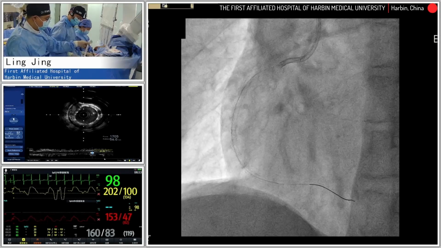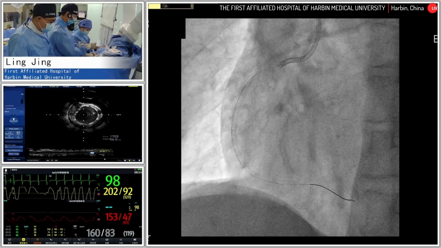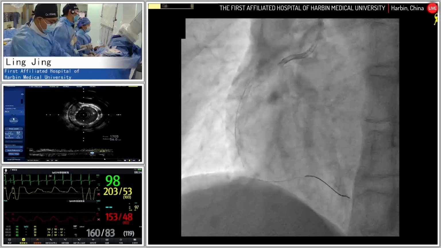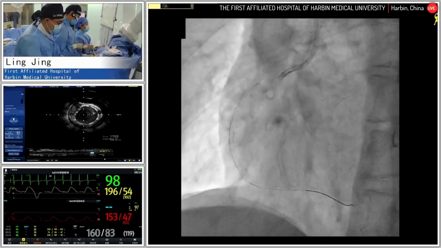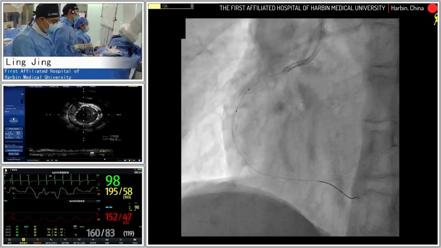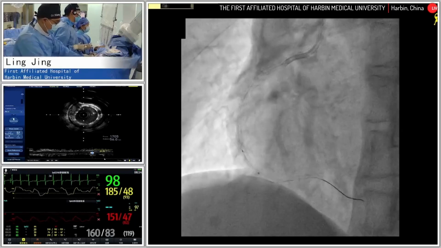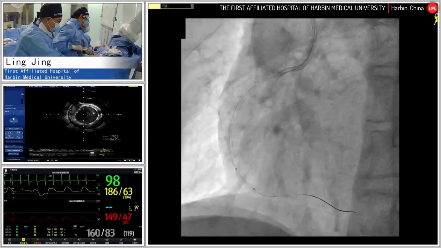So like I said, and also from our information from the CT angiography and the bilateral angiography, we can see that it's a long diffuse lesion with calcification, and the plaque burden is relatively very high.